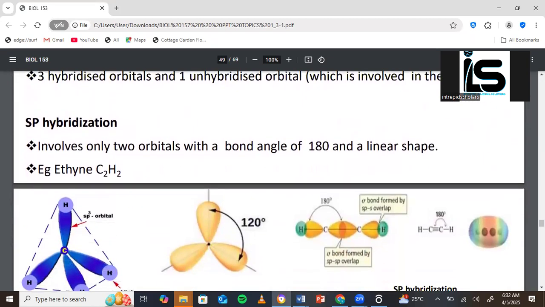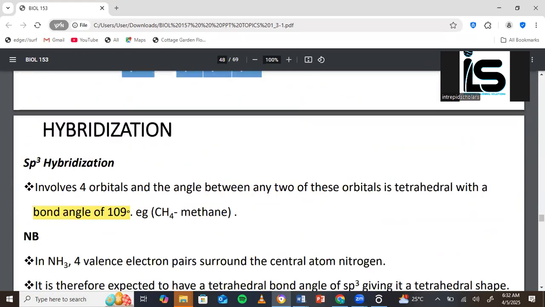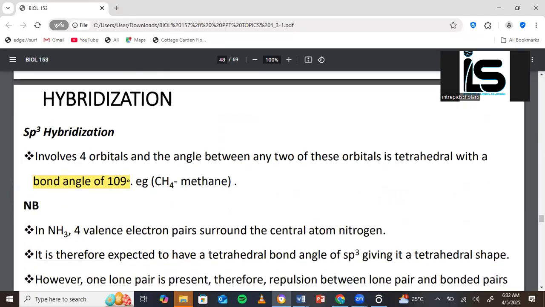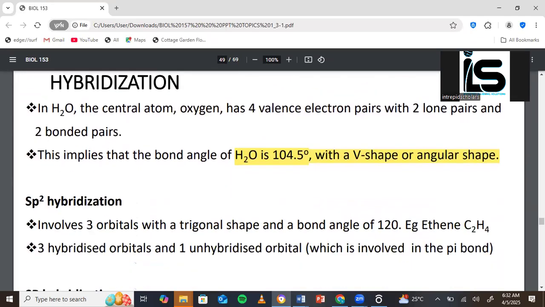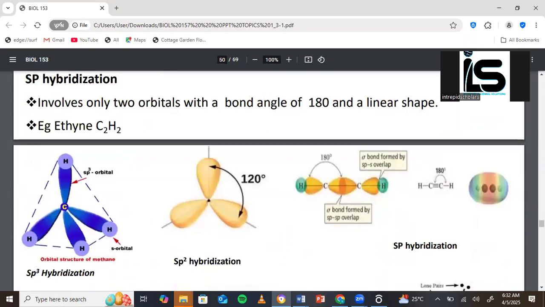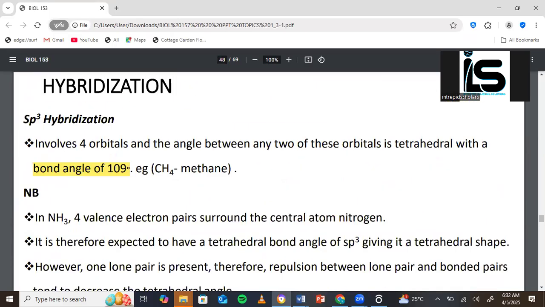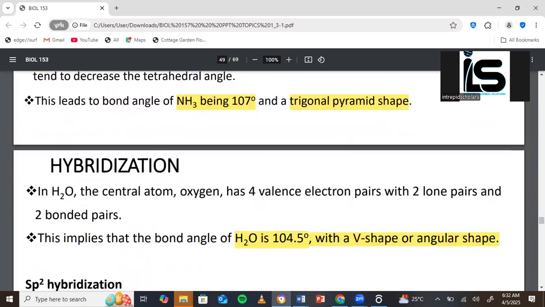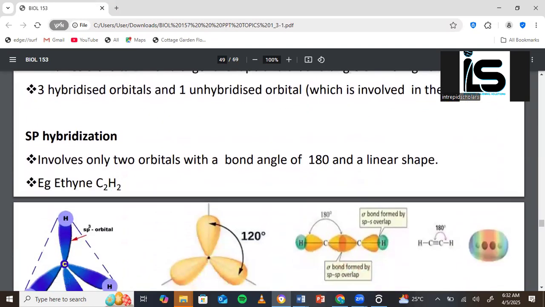Now the next one is sp hybridization, which involves only 2 orbitals with a bond angle of 180 degrees and a linear shape. An example is ethyne, which has been given here. Now these are representations of the hybridization, right? Let's take note of the shapes of them.